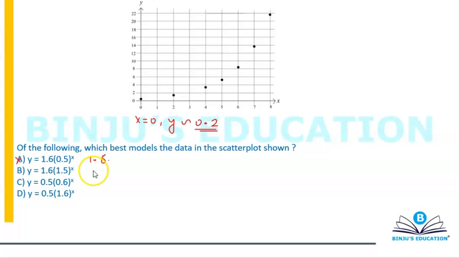For option B, this is coming out to be 1.6 again. So this is again out. Option C it's 0.5 and option D it's 0.6. So again 0.5. So one of them is correct, that is C and D.